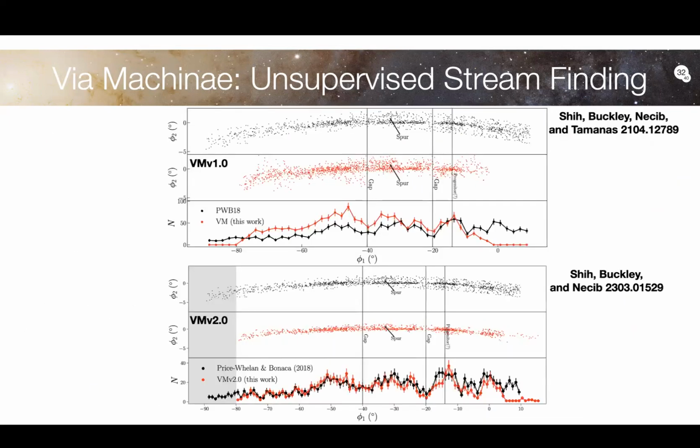I'll skip through. We then ran it on the full sky, and then using what we call Via Machinae 1, you just recover this GD1. We then spent a huge amount of time improving the algorithm, and now you can recover the stream in pretty high accuracy using just this anomaly score without knowing where this stream is. You just feed it into your algorithm and it kicks out. Here, these stars do not look like the ones near them, is basically what it's saying.